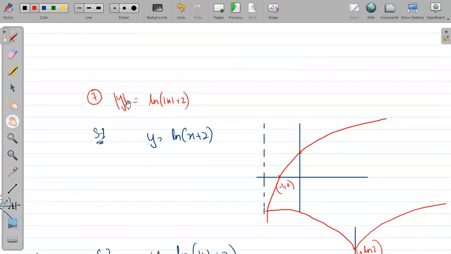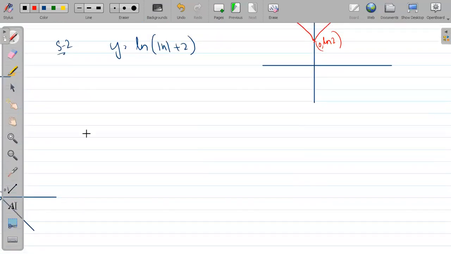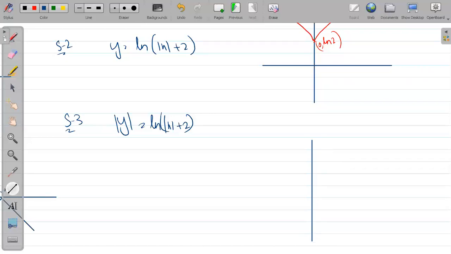Now you have to put mod over this. Is there anything in the negative y direction? So there is nothing present. So if there is nothing present, we need not erase anything. Just put mod over single y. So if you are putting mod over single y, whatever there is present in the positive y part, you have to take image of that part in the negative y direction also.